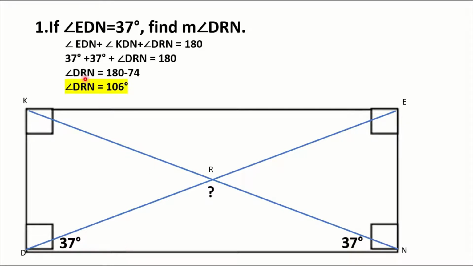Okay? So, we have here now EDN as 37 degrees, KND as 37 degrees. So, DRN is the missing. So, we have to add them. 37 plus 37 is 74. Then, transpose natin siya sa kabila. So, it will become 180 minus 74. So, the remaining angle is 106 degrees. Therefore, this angle is 106 degrees. Are we clear? Okay. So, tandaan that the angle of a triangle is 180.